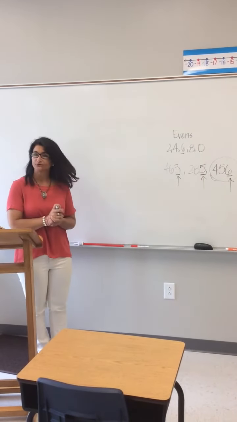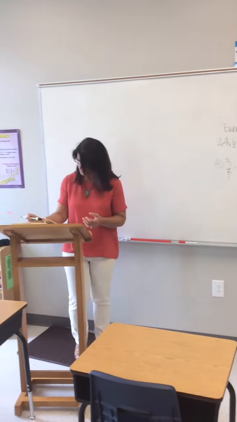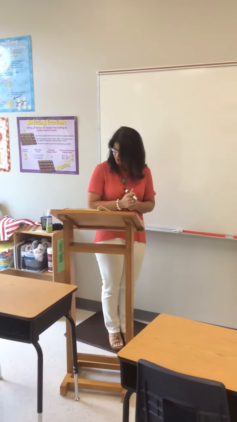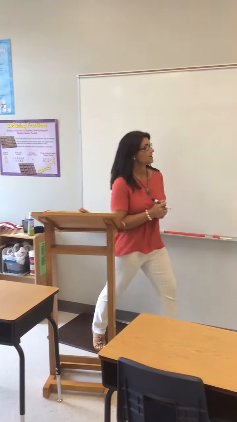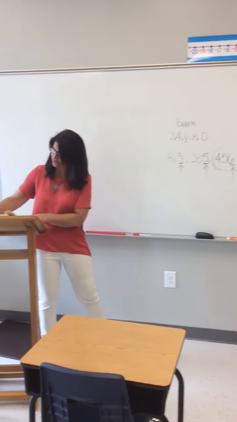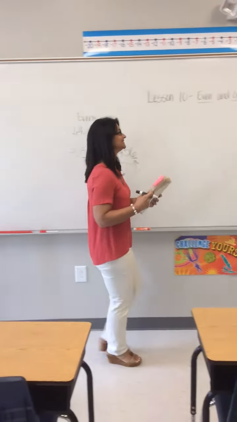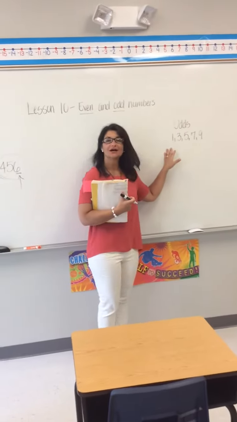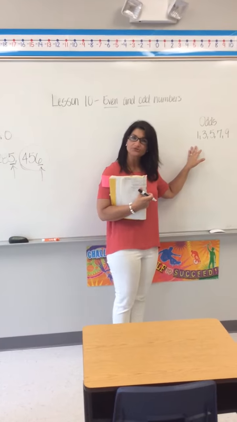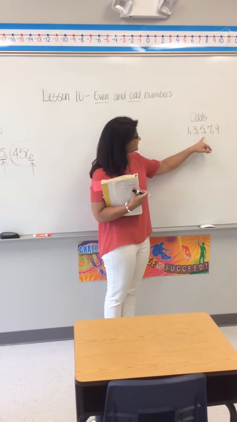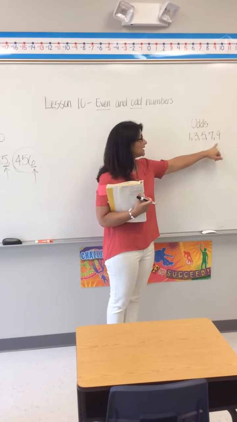Okay, so now that we've got a good idea about what makes an even number, let's also talk about odd numbers. So I'm going to walk over here. Sorry, let me get my book. I'm going to walk over here and talk about odds. All odd numbers will end in 1, 3, 5, 7, or 9.